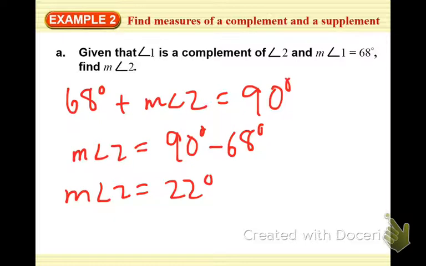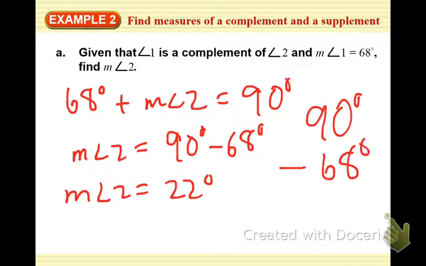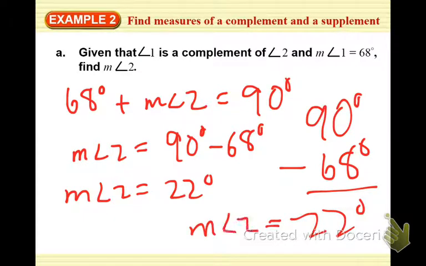Now, when you show your work on this, you do not have to be so formal. You could just write 90 minus 68 equals 22 degrees, and then say that's the measure of angle 2. All right, two approaches.